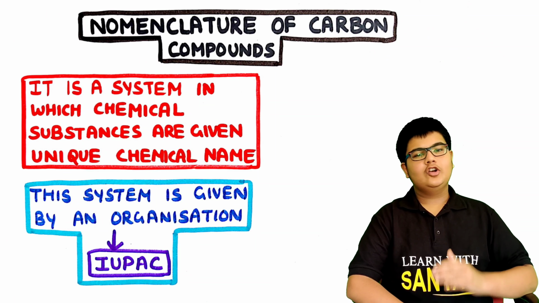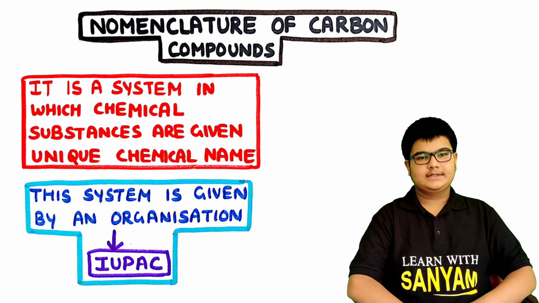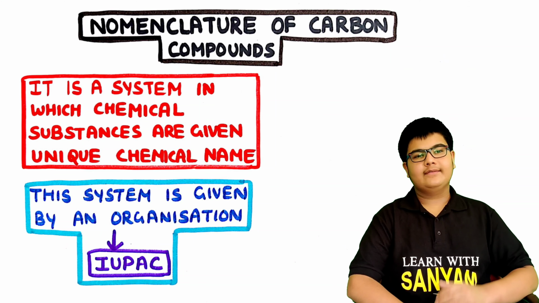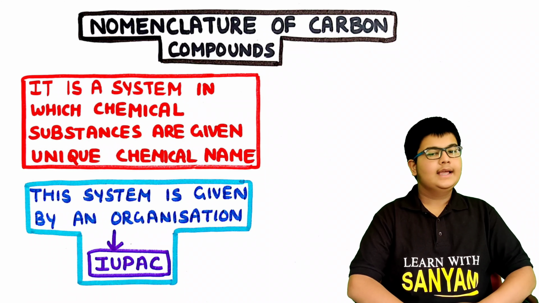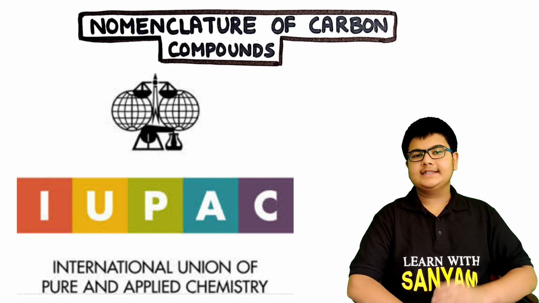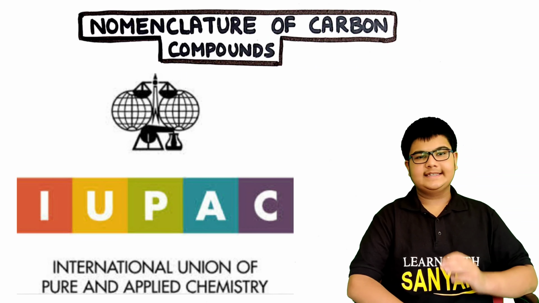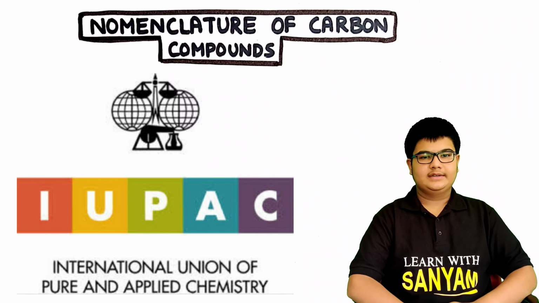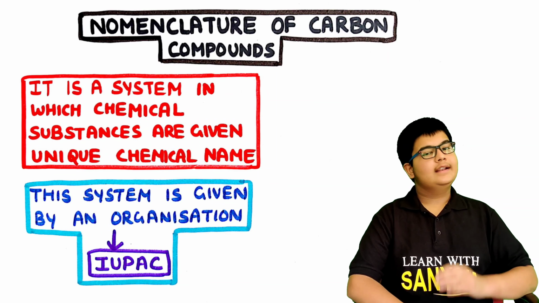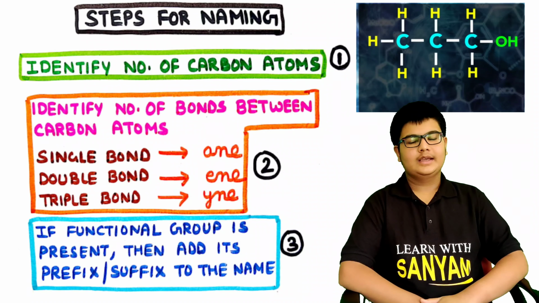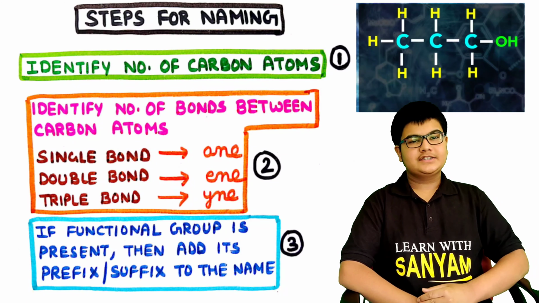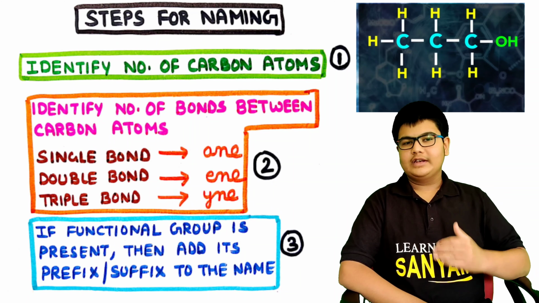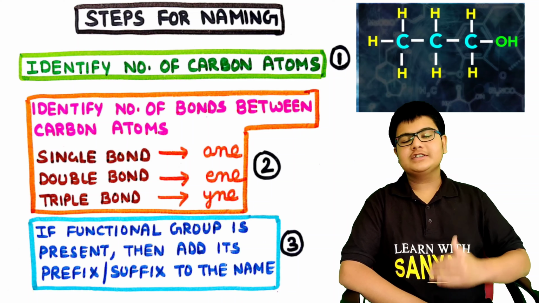Now let's discuss the nomenclature of carbon compounds. Nomenclature is a system in which chemical substances are given a unique chemical name. This system is given by an organization, that is IUPAC, or International Union of Pure and Applied Chemistry. So let's see the rules for naming any carbon compound. The question will be asked that we will be given a carbon compound and we will have to name it. So for naming a carbon compound, we have a few steps.